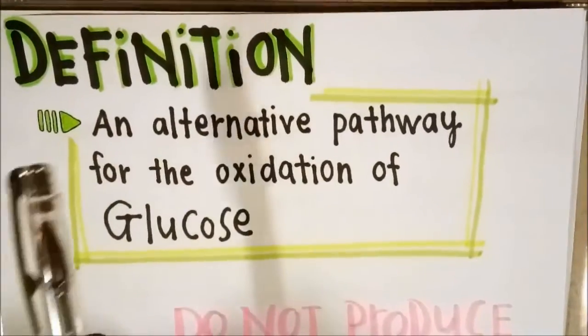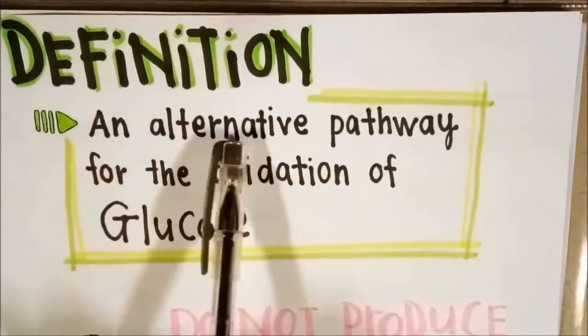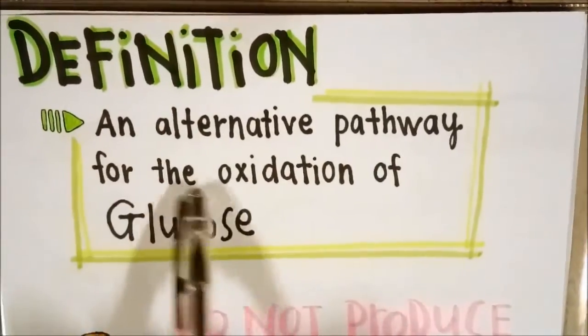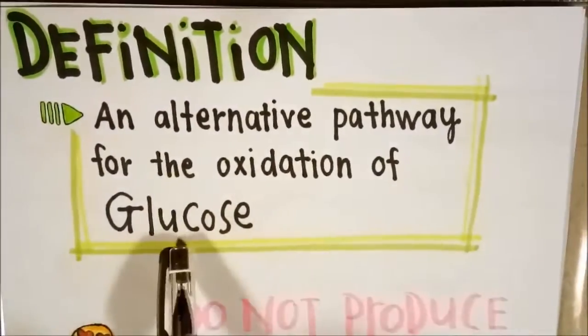Definition. An alternative pathway for the oxidation of glucose.